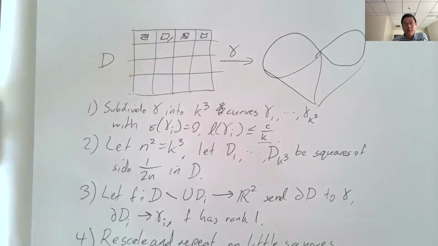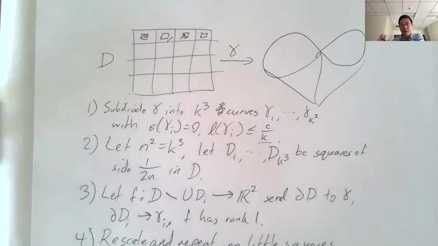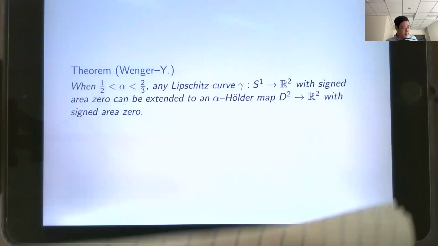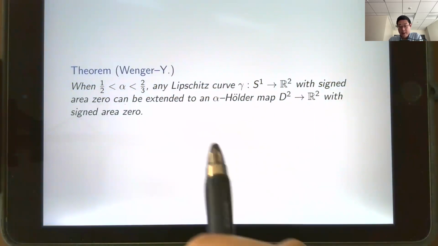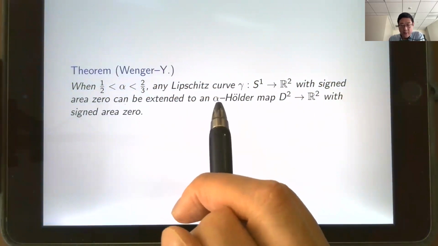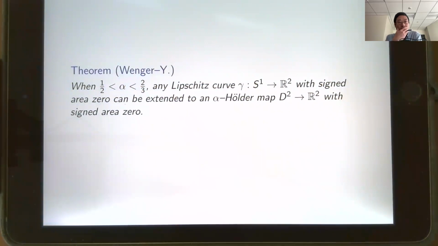And so you have uniform continuity because points that are very close together almost have to be in the same square. So you have uniform continuity. In fact, you have better than that. You have alpha Hölder, where alpha is getting closer and closer to 2/3.